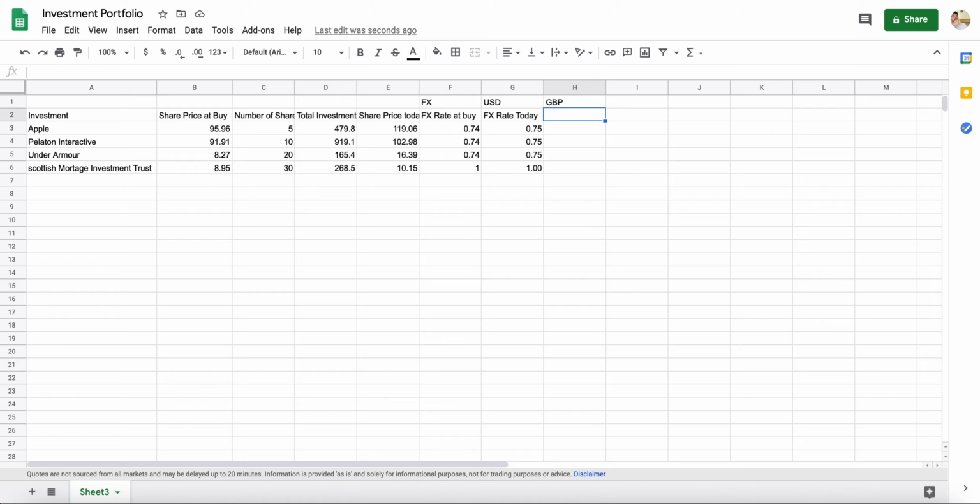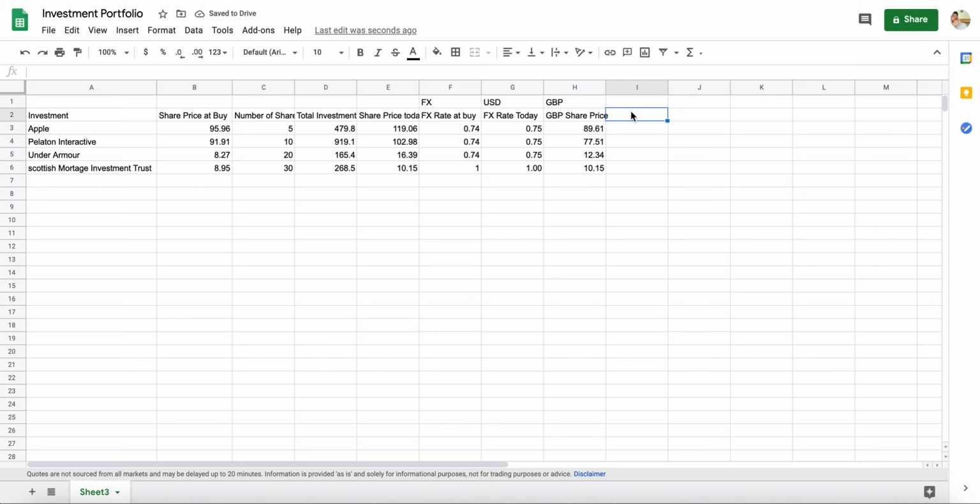So let's convert this into GBP. We can just put GBP share price. So we can just convert that into this. So that's the GBP price for it, and then we can convert this into 2 decimal places again. Just looks neater that way.